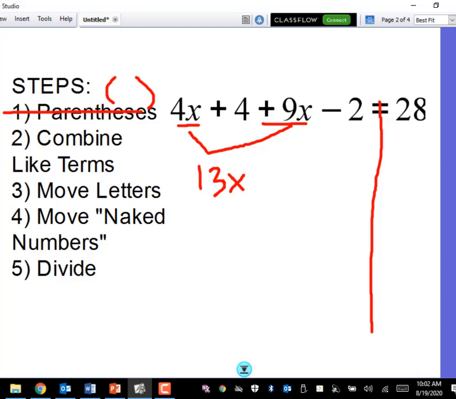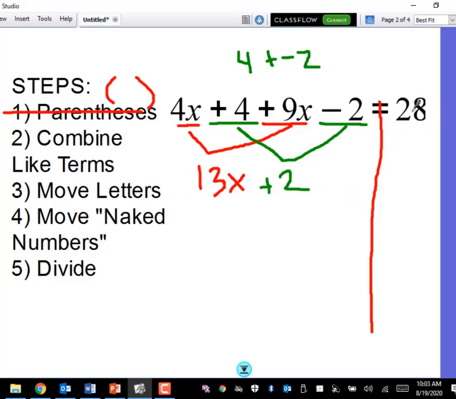There are other things in here. There weren't just x's. There's naked numbers, the numbers that don't have letters. So I have a positive 4 and a negative 2. Can I add those together? Yes. Well, what's 4 plus negative 2? You can type that in the calculator or you can do it in your head. 4 plus negative 2 is positive 2. So I'm going to put plus 2.